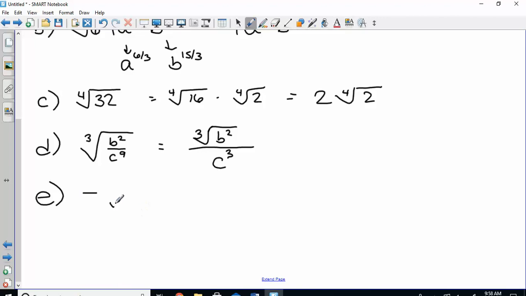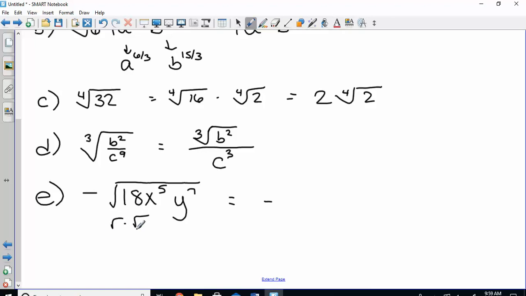Let's do a negative square root of 18 x to the 5th y to the 7th. Okay. Does that negative on the outside change anything? No, it's just going to carry over in my answer. So if you start with a negative on the outside, you've got a negative on your answer. Okay, 18, is that a perfect square? You can do the square root of 18?